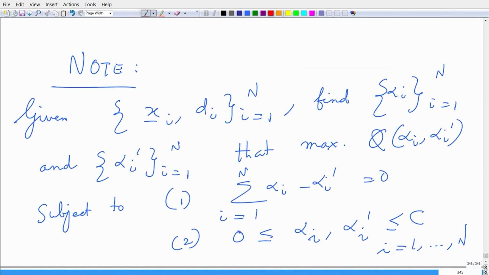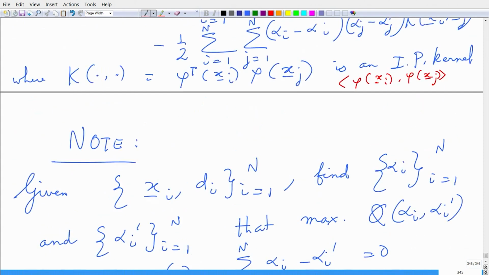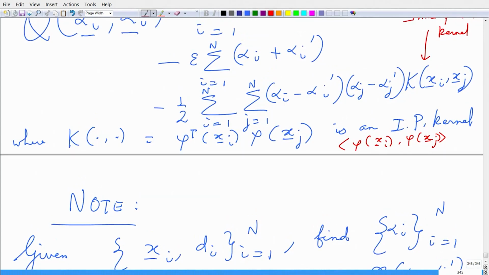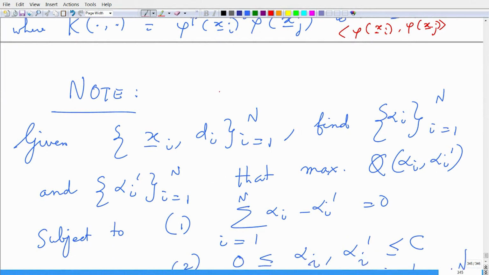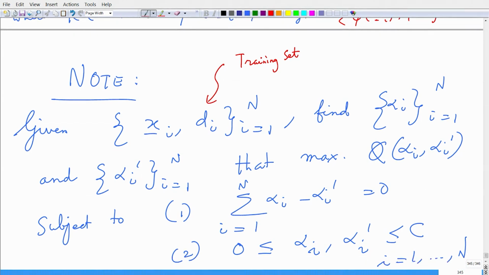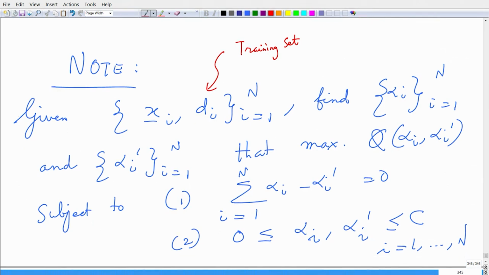Now, you have to bear in mind, given this dual problem, what is the significance. We are given the training data. This is our training set that comprises points xi and di, i going from 1 to n. We need to figure out these Lagrange multipliers alpha i and alpha i prime, i going from 1 to n, that maximize this dual cost, subject to these constraint equations that I have specified.